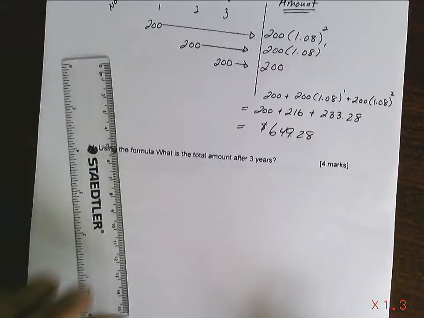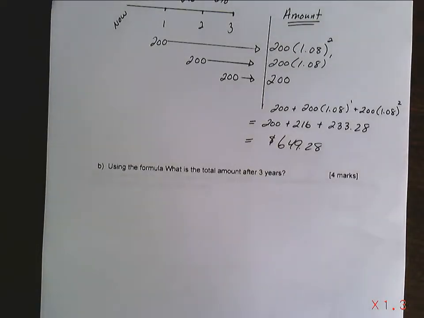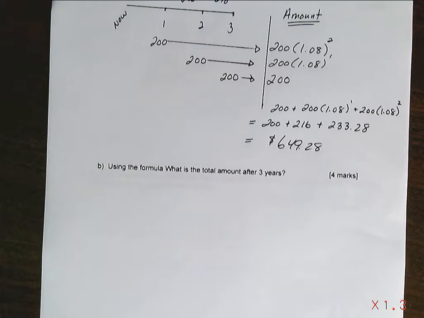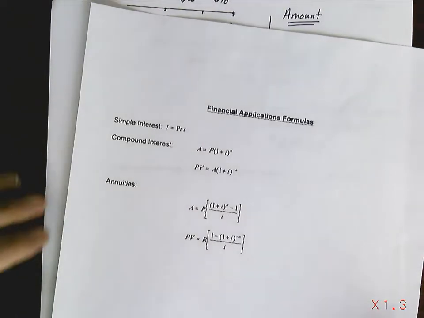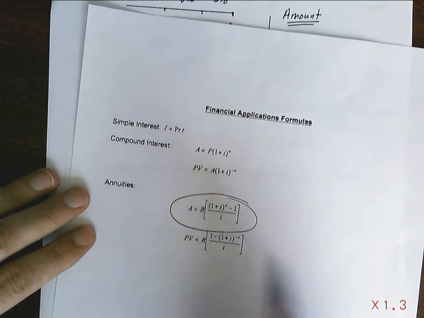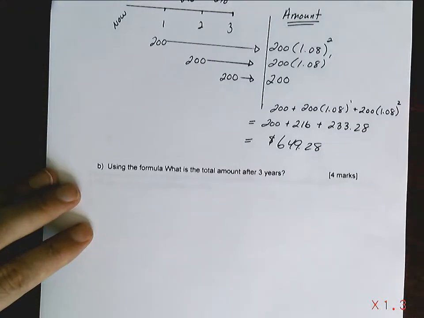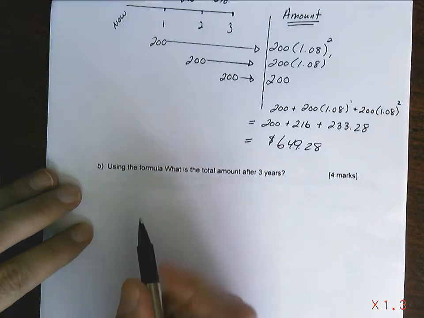So the next question asks, using a formula, what's the total amount? Now these formulas I gave you for this test, so I'm going to look behind me and see if I have one that I can use, much like yours. And it looks like I do. Let me pull it out. There we go. So the annuity that we're going to use here is this one. It's the amount of an annuity because it's all the money being put in. We're coming up to an amount of it.